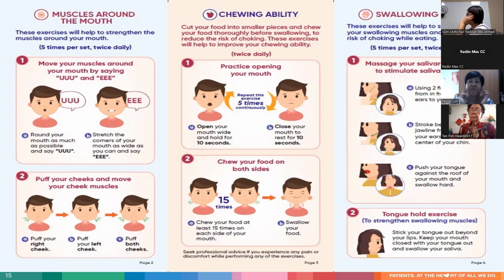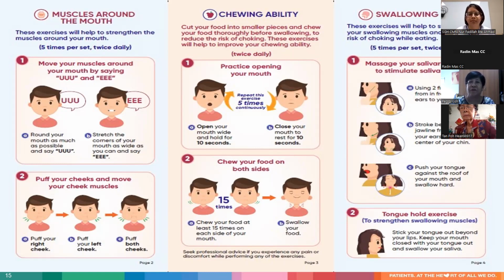1, 2, 3, 4, and 5. Okay. So the next one is to stroke below your jawline, from below your ear to the center of your chin. 1, 2, 3, 4, and 5. All right.